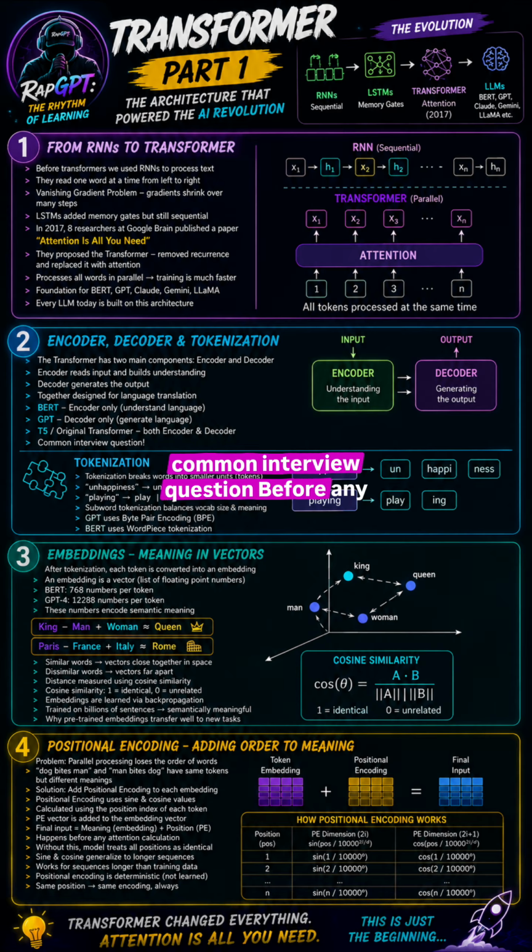Before any text enters the transformer, it must be tokenized. Tokenization breaks words into smaller units called tokens. The word unhappiness becomes 3 tokens: un, happi, ness. The word playing becomes 2 tokens: play, ing.